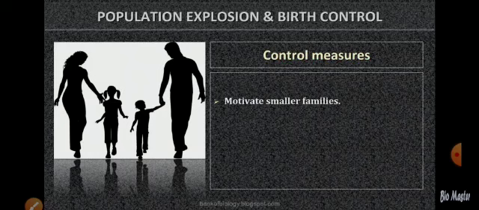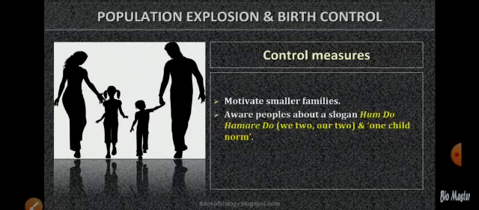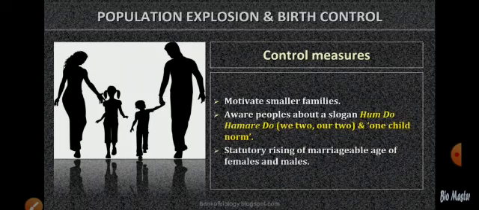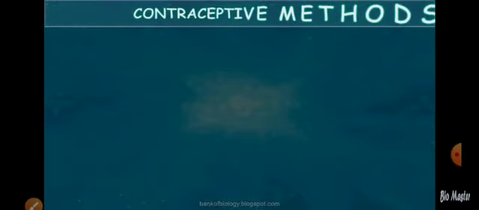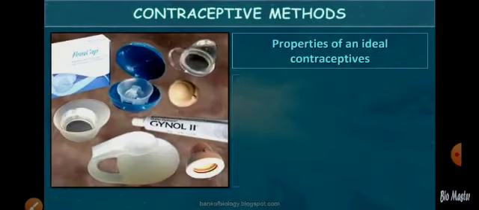The control measures include motivation of smaller families, to make people aware about the slogan Hum Do Hamare Do and the one child policy or one child norm. In these manners, the control measures could be carried out. Also, a raise in the marriageable age of females to 18 years and males to 21 years, so as to control the ever increasing population.